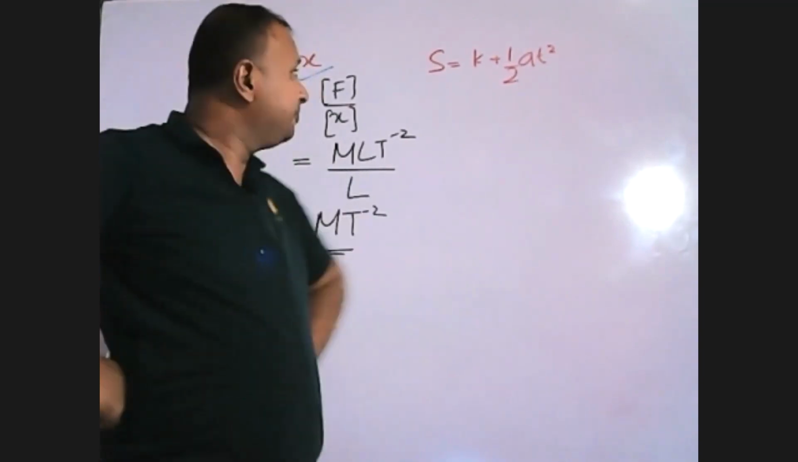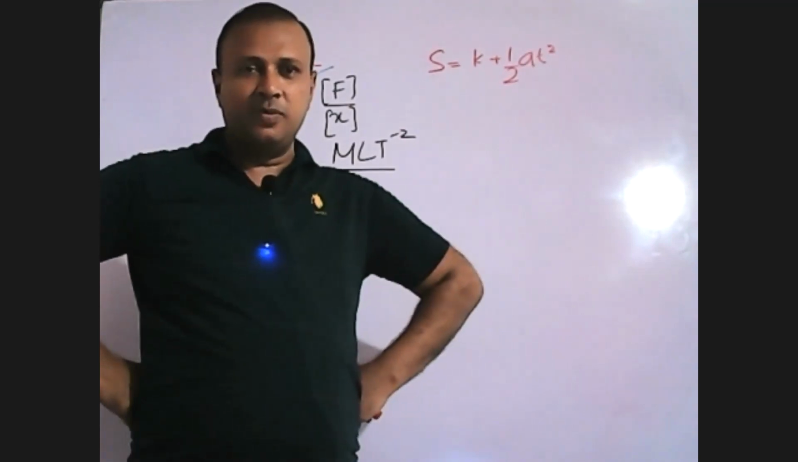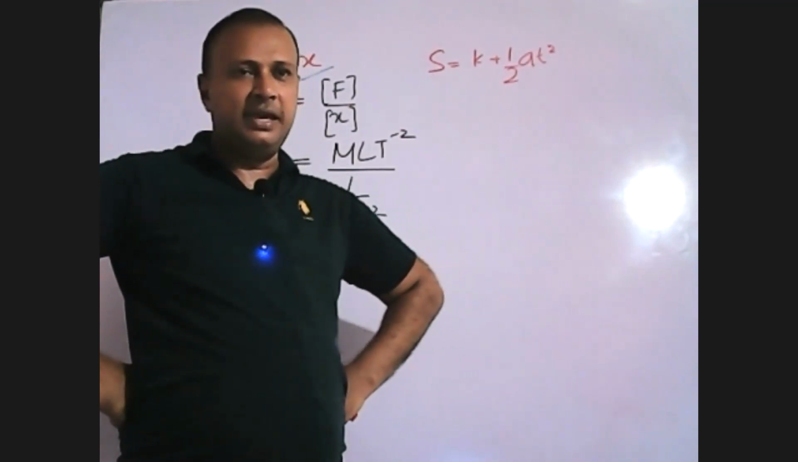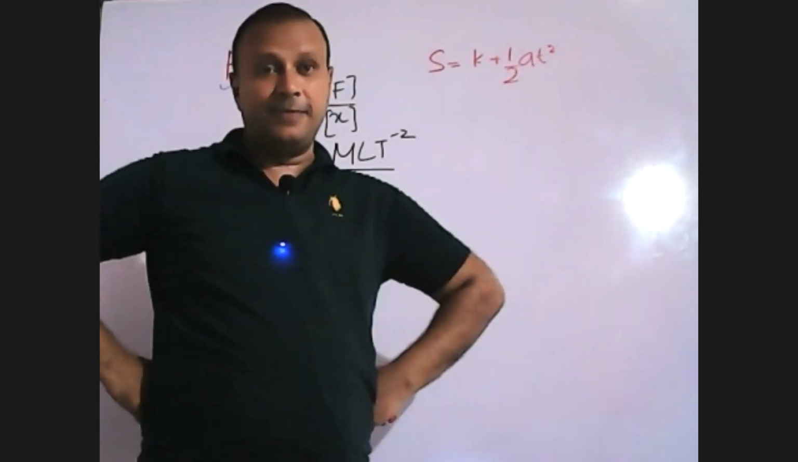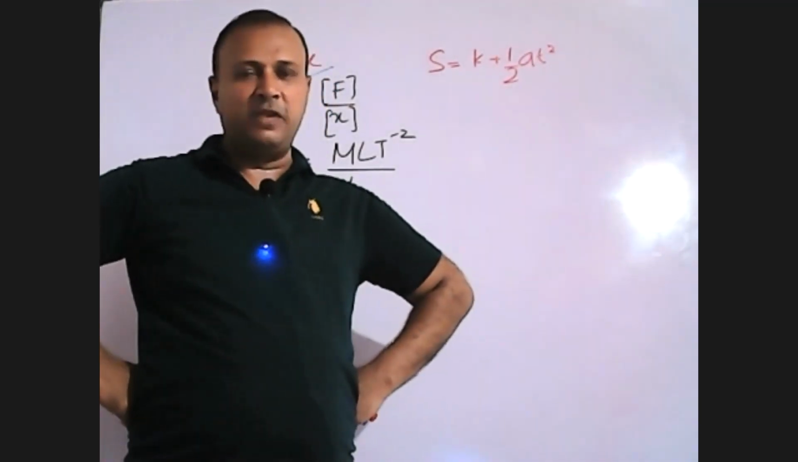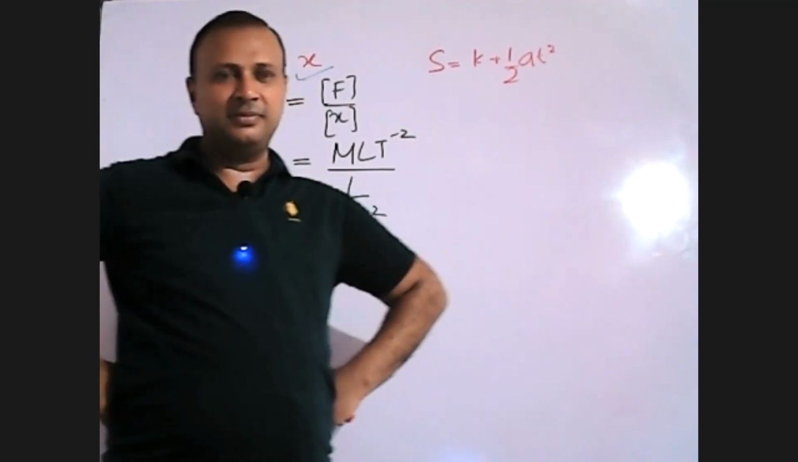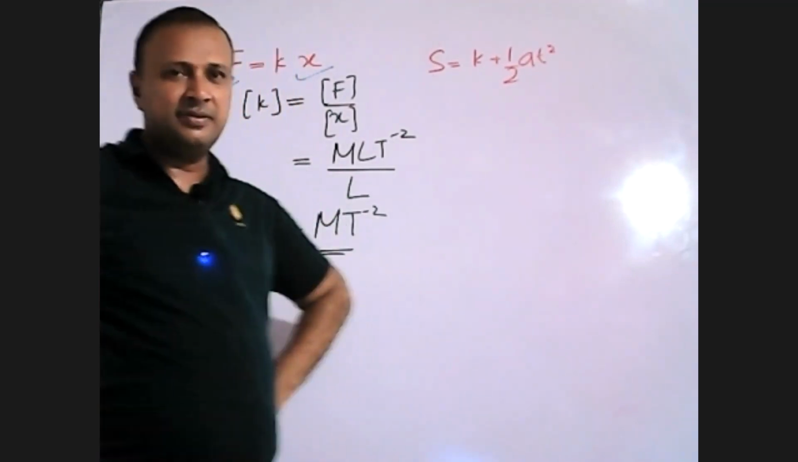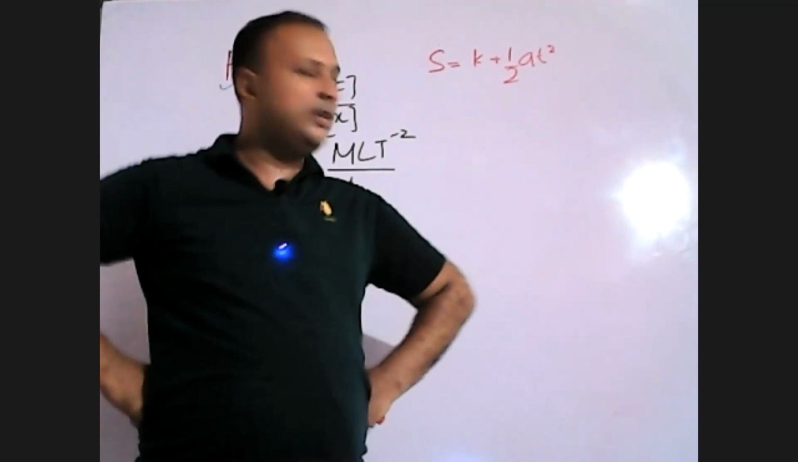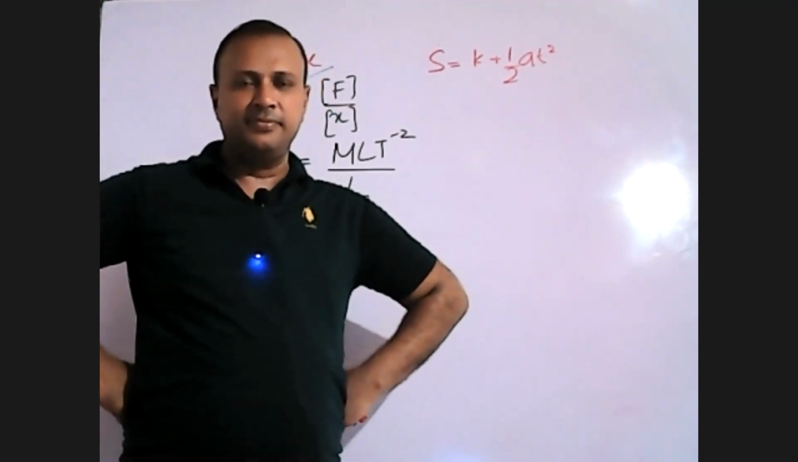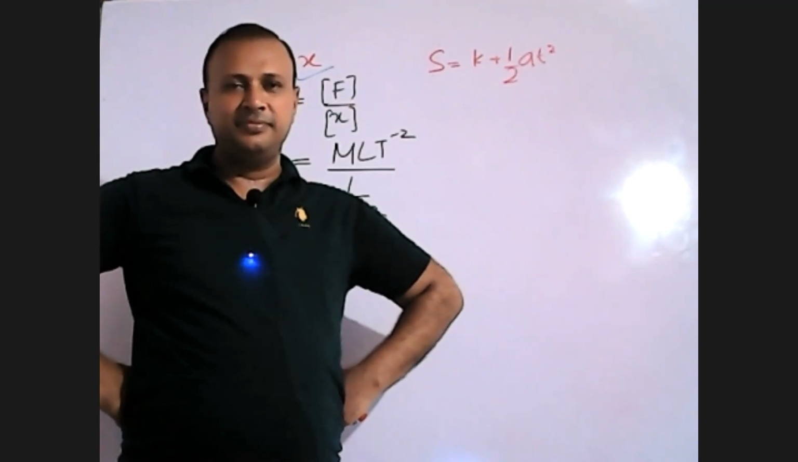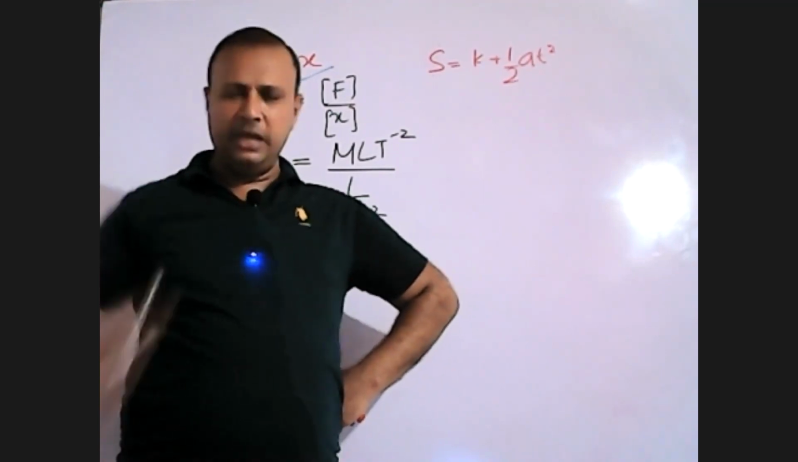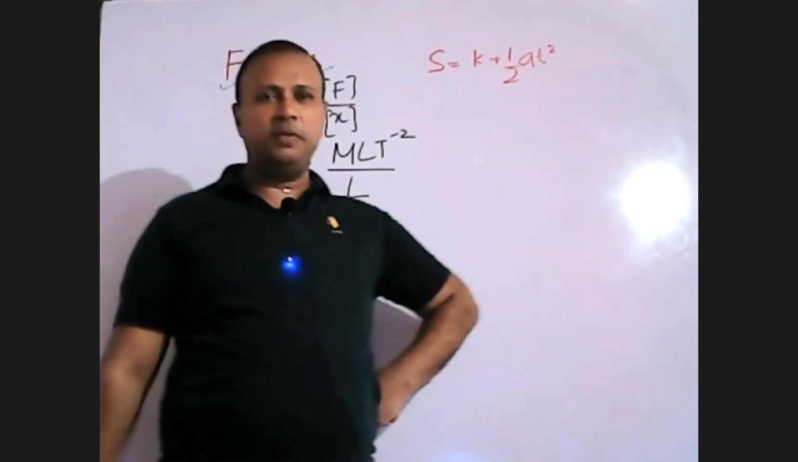Please give me an answer. You are given s, a, and t and asked to find the dimension of k. Now you have everything. How to find the dimension of k? If you have any logic or any argument, please let me know.